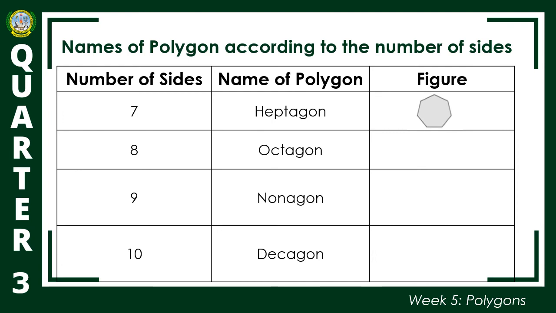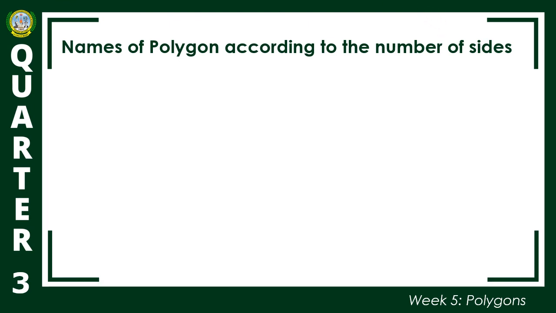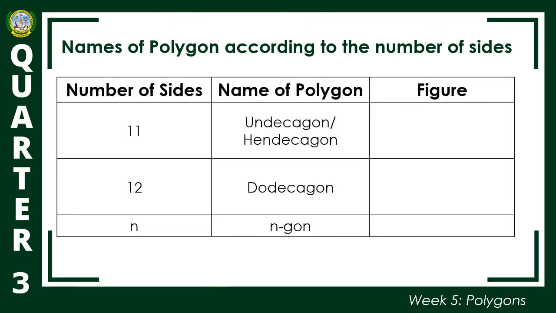And then, if the polygon has 8 sides, it's an octagon. Kapag 9 sides, it's a nonagon. Kapag 10 sides po, it's a decagon. Kapag 11 sides, ang tawag po ay undecagon or hendecagon. And kapag 12 sides naman po, ang tawag ay dodecagon.